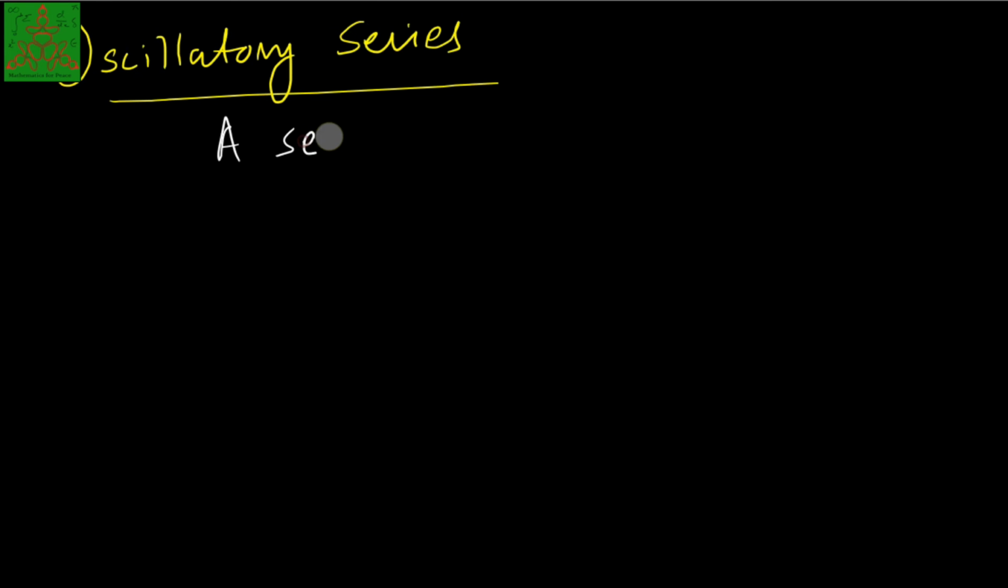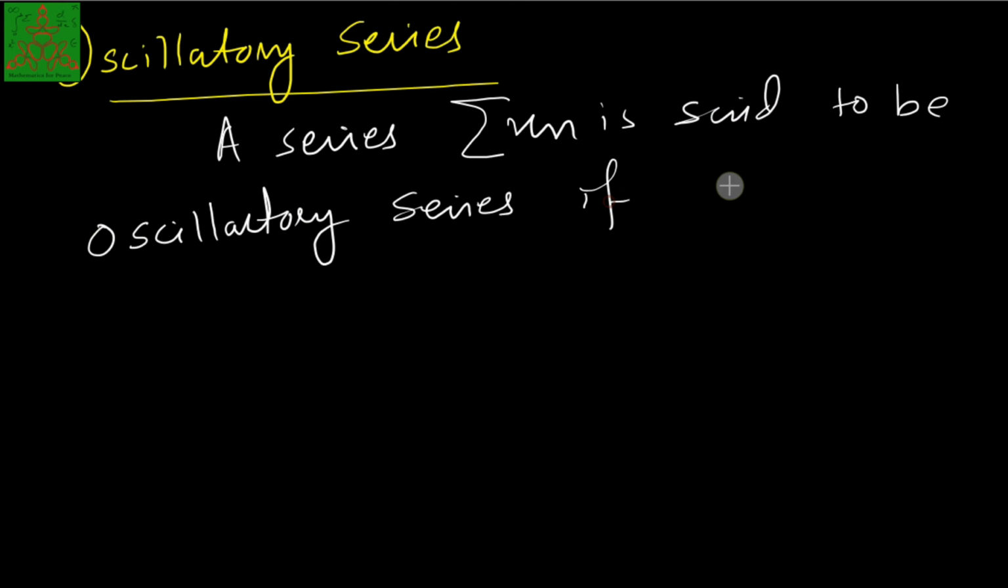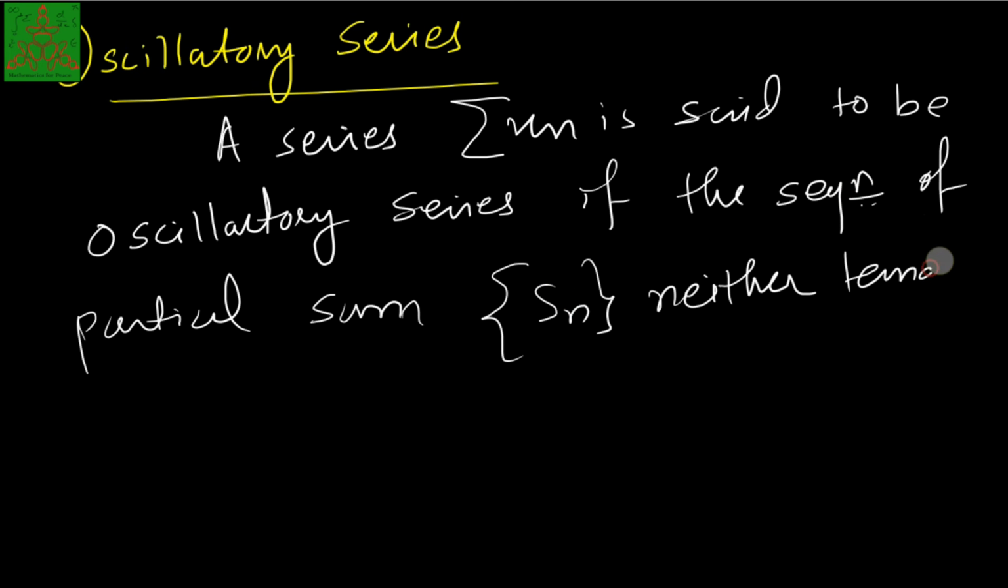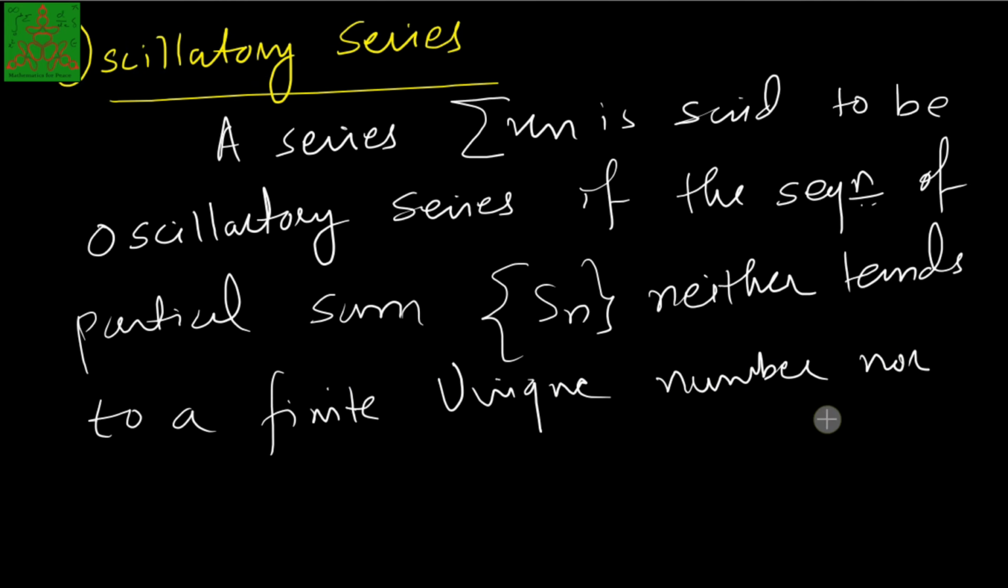The next definition, or classification, is the oscillating or oscillatory series. A series summation of un is said to be an oscillatory series if the sequence of partial sums Sn neither tends to a finite unique number, nor to plus infinity or minus infinity as n tends to infinity. That is the definition of an oscillatory series. If the sequence of partial sums is neither convergent nor divergent, such a series is called an oscillatory series.